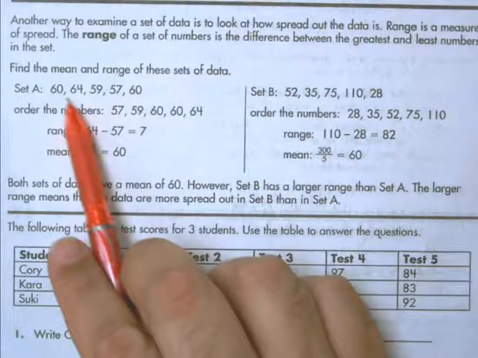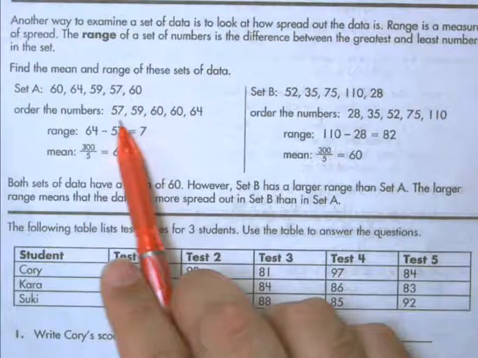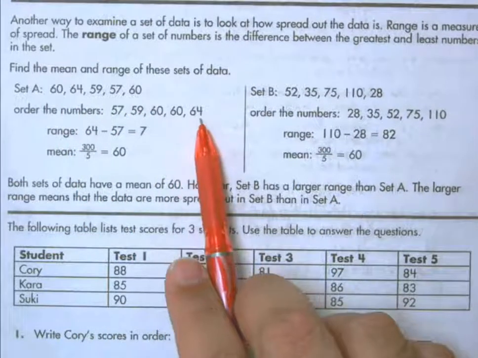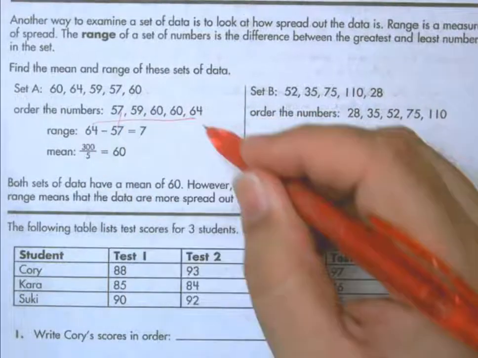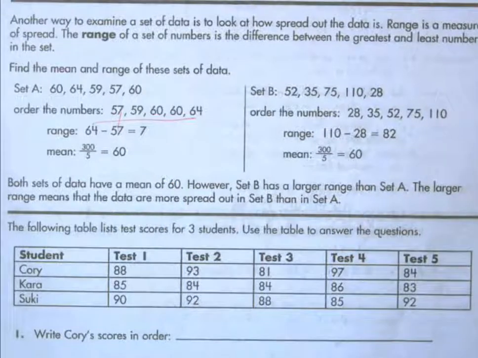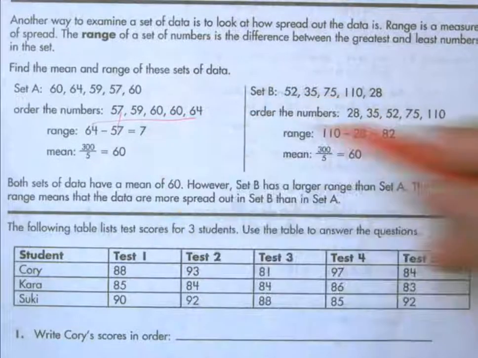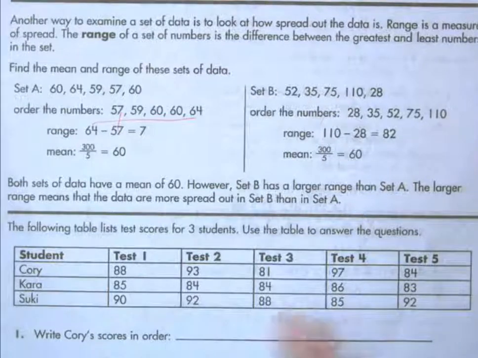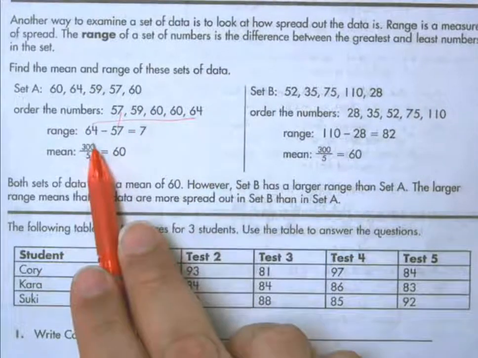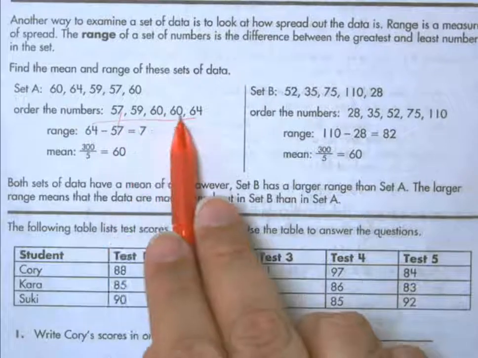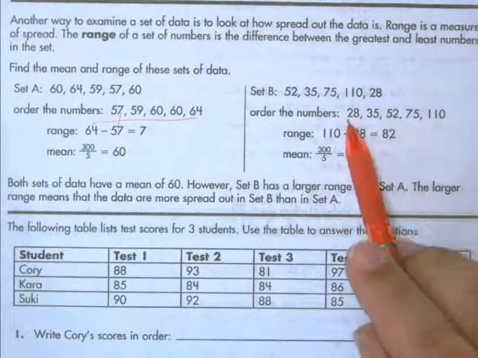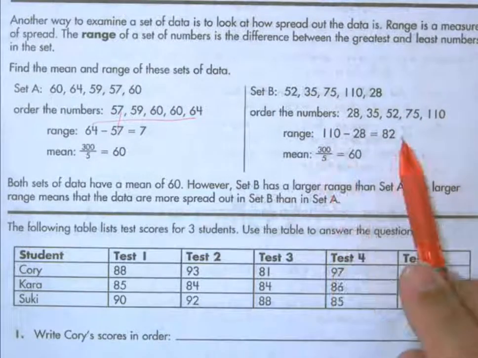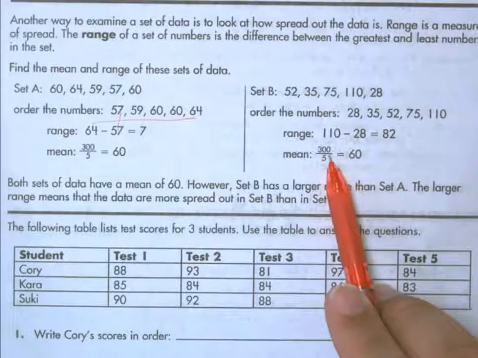So set A, there's my set of numbers. I put them in order, least to greatest, and then it's the largest minus the smallest, so 64 minus 57, and so my range is 7. And then to find my mean, I add up each of these numbers. I get 300 divided by 5 because there are 1, 2, 3, 4, 5 numbers. My mean is 60. Then we did the same thing on this other side. Put them in order from least to greatest, find the range, largest minus smallest, find the mean, and we're good to go.